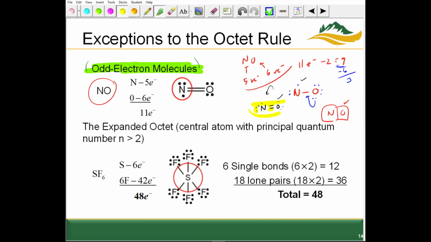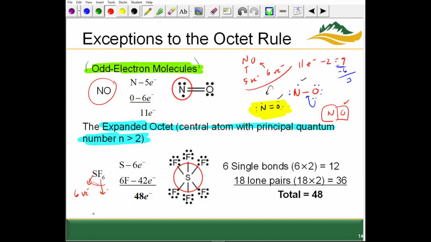So we can again see different exceptions like this as well. Then one more kind of exception. So we saw the incomplete octet, and then we can also have molecules with expanded octets. We'll only see expanded octets when the central atom has a principal quantum number, or a value for n, that's greater than 2. So for sulfur hexafluoride, sulfur has 6 valence electrons.